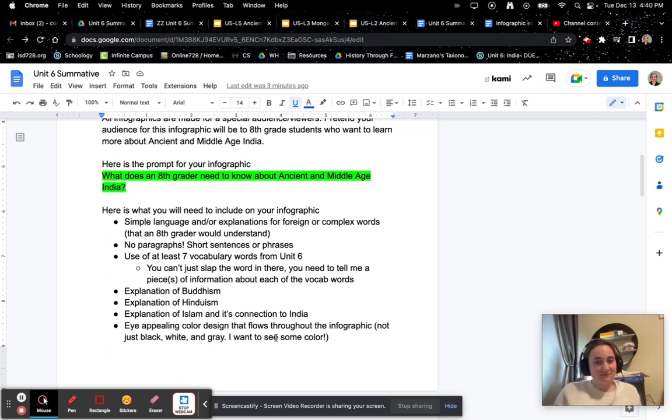Eye-appealing color design that flows throughout the infographic. Pretty much what I'm saying there is use color, especially if you decide to hand draw it. I don't want just a crumpled up piece of paper with a bunch of stuff scribbled on it. No, it needs to look nice. So not just black, white, and gray. Gotta have some color. Got it?